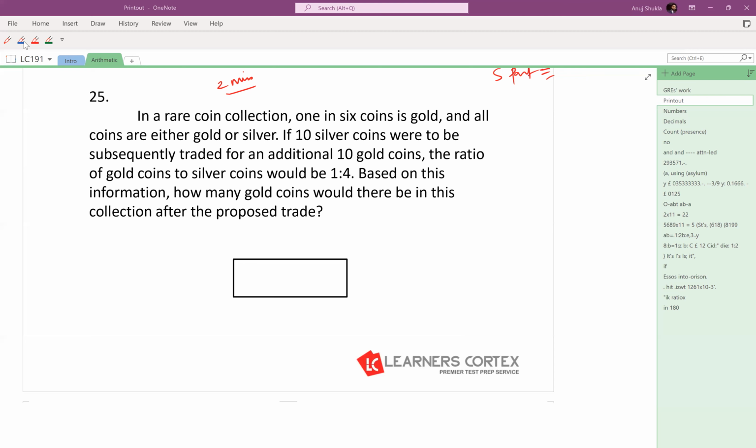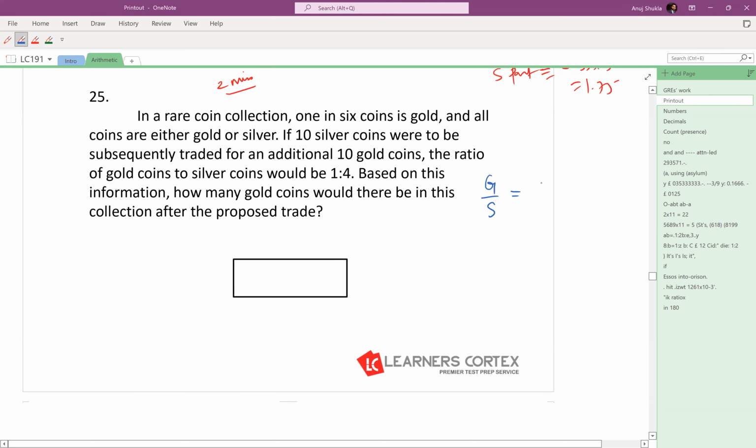Okay, so what they're saying, in the rare coin collection, 1 in 6 coins is gold. Means what? 1 out of 6 is gold. So what is silver? 5. If out of total 6 coins, 1 is gold, so how many silver are there? 5. Okay, because they are saying either gold or silver. So what is remaining? Silver.